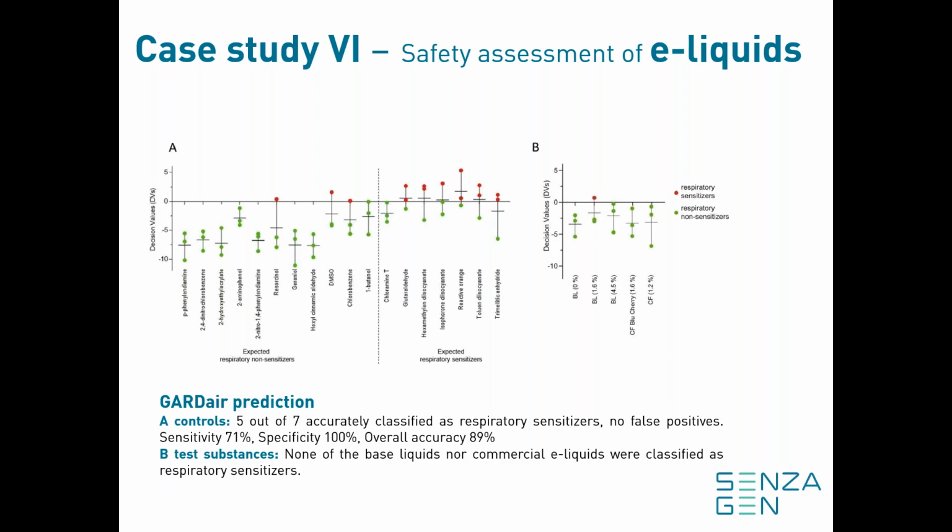For the 3 samples to the left in the B plot, they contain only the base liquid formulation with different amounts of nicotine, which is stated within the brackets. And the 2 compounds to the right were the commercially available e-liquids that contained also the specific flavoring ingredients.